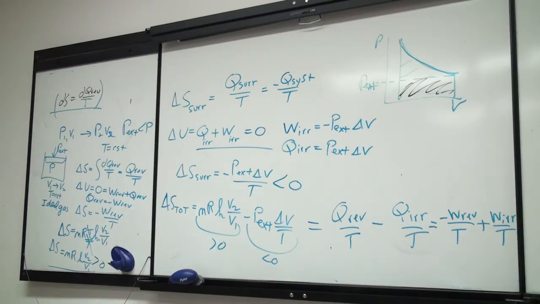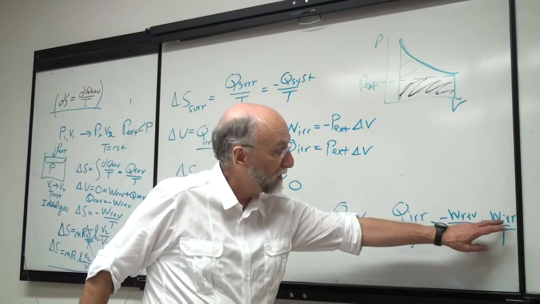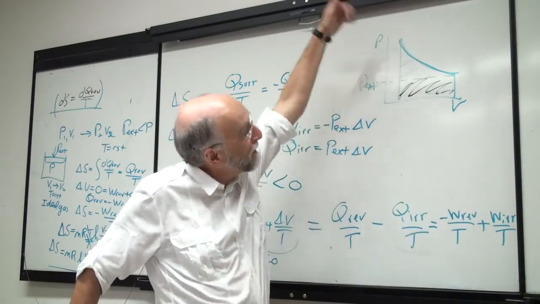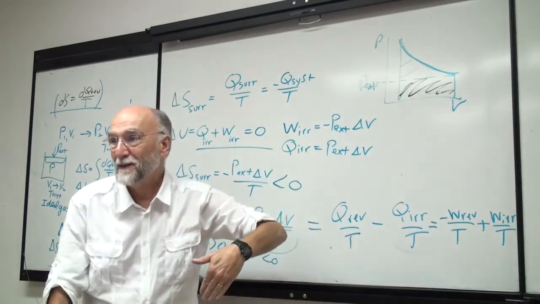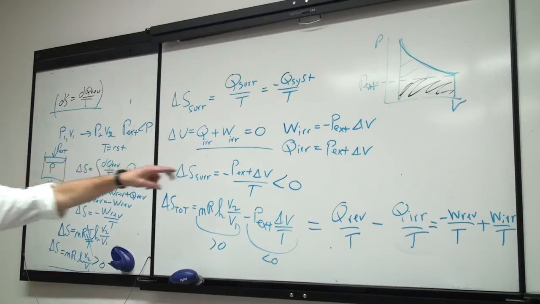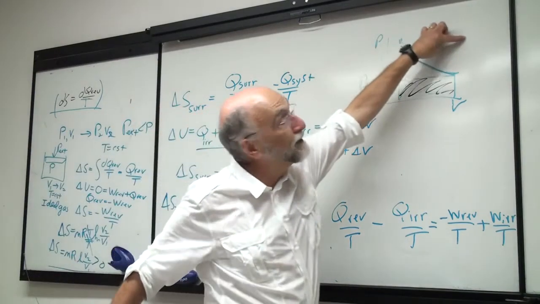What would happen if the external pressure is higher than the final pressure? Then the irreversible work would be greater, but going in the other direction. How would you calculate it? It's still P external dV, but P external would be, say, up here.